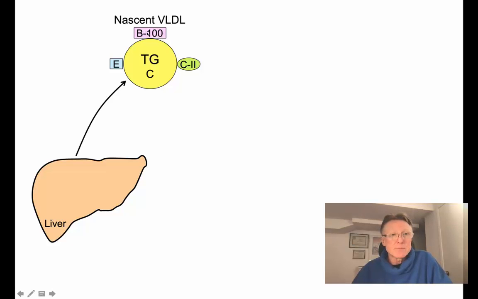And it also has ApoE, as I mentioned, and also ApoC2. It's a particle rich also in triglycerides, not as much as chylomicrons, but it's a significant amount. The majority of its content is made up of triglycerides and cholesterol. So this particle comes from the liver.